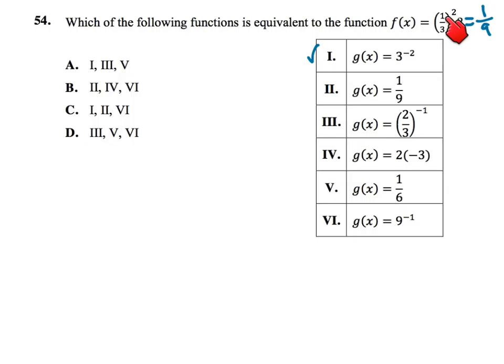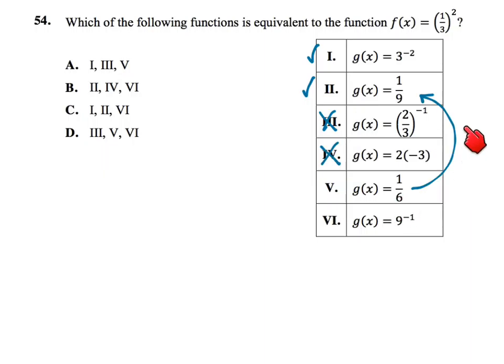I started up here. 1/3 squared is equal to 1/9. There we go. We know that 2 works. How about 3? I'm going to work down here again. Well, 2 to the power of negative 1, that's going to become the denominator. 3 to the power of negative 1, that's going to become the numerator. So that's going to be equal to 3/2. Well, that's nowhere near that, so that's not one of them. Okay, g of x equals, really? That's negative 6. That's definitely not one of them.